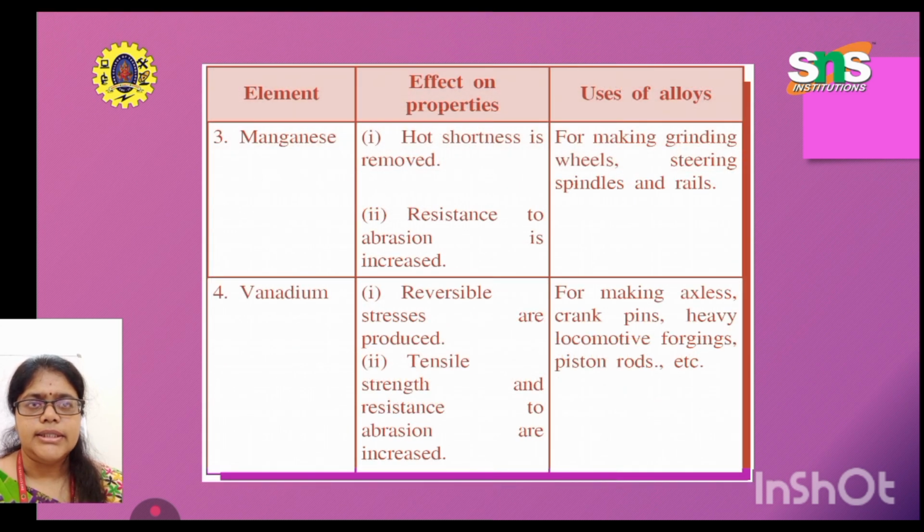And next is manganese. When manganese is added, hot shortness is removed and resistance to abrasion is increased. What are the uses of these types of alloys? For making grinding wheels, steering spindles, and rails. When we use the element vanadium, its effect on the properties is that reversible stresses are produced. Then the tensile strength and the resistance to abrasion are increased. Uses are for making crank pins, heavy locomotive forgings, piston rods, etc.